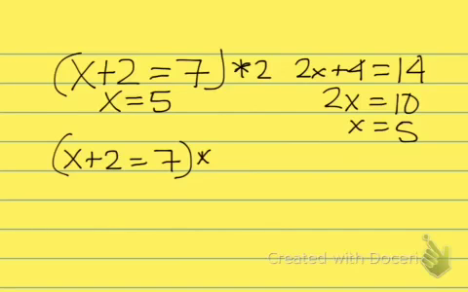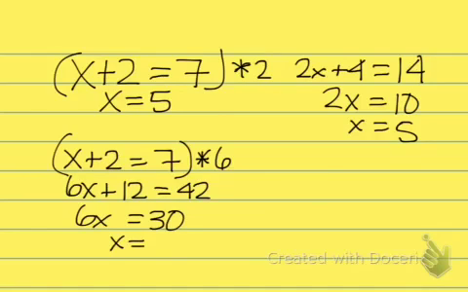I can also take the entire equation and multiply it by any number. So in this case, let's say 6. We get 6x plus 12 equals 42. 6x equals 30, so x equals 5. The value of the equation doesn't change when you multiply everything by the same number. You can also divide everything by the same number.